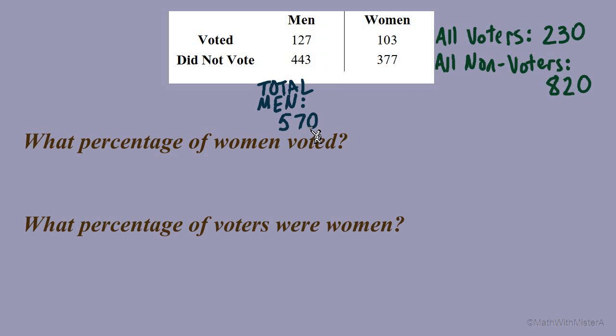Next, looking at the columns, men, we had 127 that voted, 443 did not. That was a total of 570 men in this survey. The next column for women, 103 voted, 377 did not. That's a total of 480 women. Now that we have quantities to represent our reference value, the total group that we're looking to find the part of, percentage of women in the first question, we have those totals so we can begin to set up ratios that will lead to our percentages.